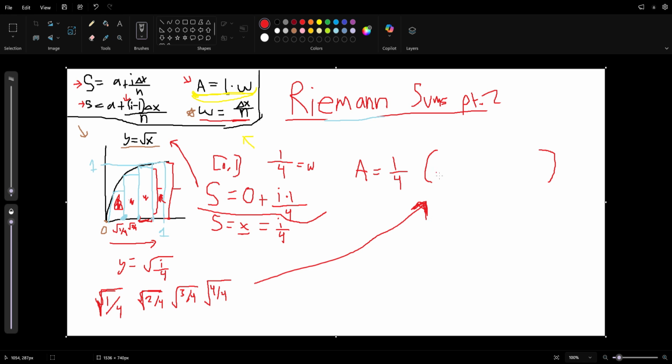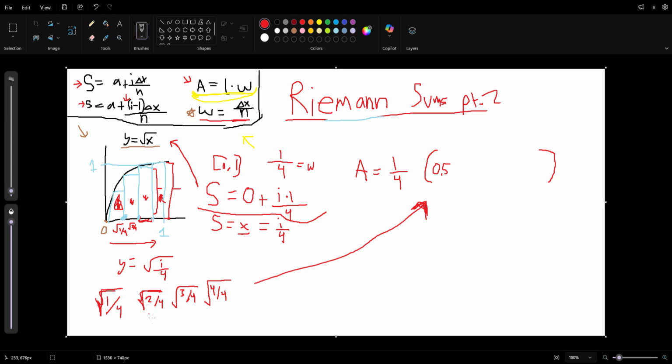So it's 1 over 4. So what do you think 1 over 4 down here on the bottom left is? That's just root 1 over root 4, which is just 1/2. So this is just going to be 0.5.